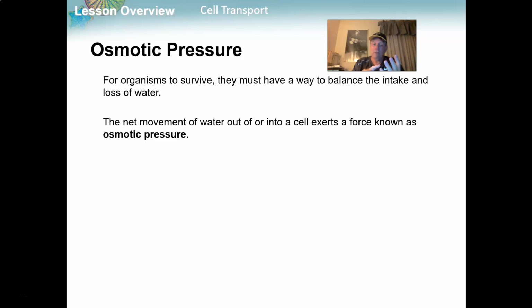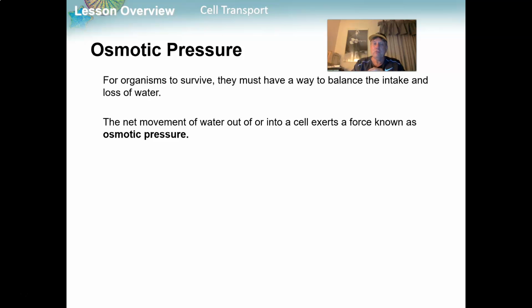We've already talked about the makeup of the cell membrane. We've talked about passive transport, how things get into the cell without using energy. We talked about diffusion, facilitated diffusion, and osmosis. We are now ready to talk about osmotic pressure.